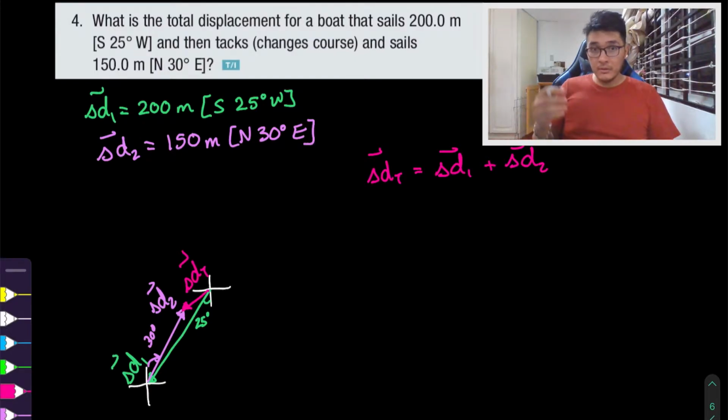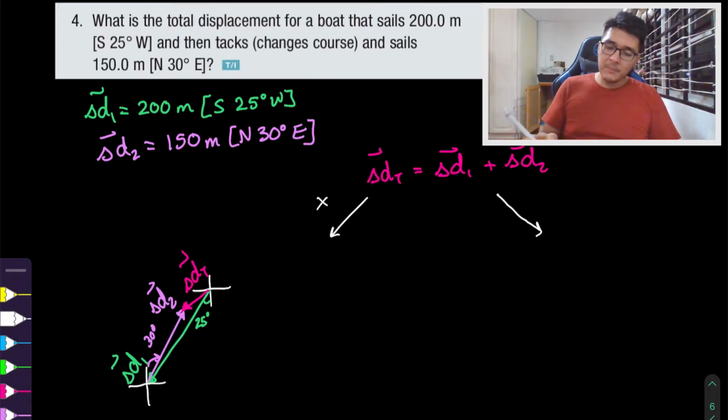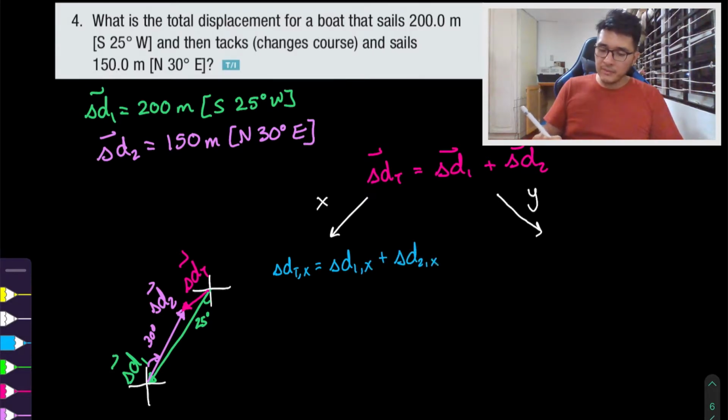So first of all, our total displacement, like we said, is just the sum of the individual displacements, so delta d1 plus delta d2. And one way of doing vector addition is component-wise, so we're going to resolve or break down the vector along its components. So we're going to have an equation along the x component, and this one picks up all of the x component vectors. And then we have a y component, and this just picks up all of the y components.